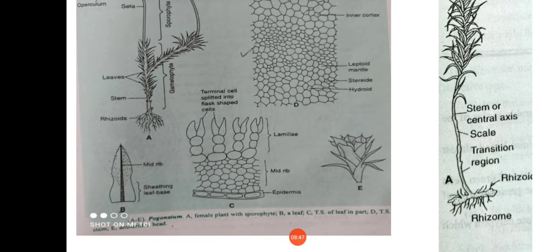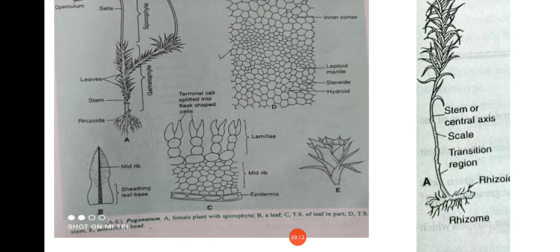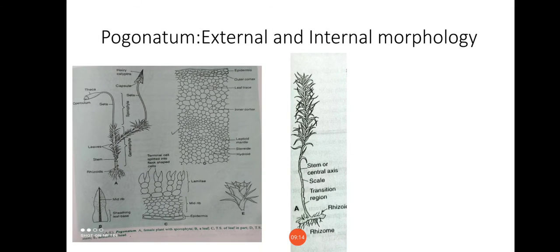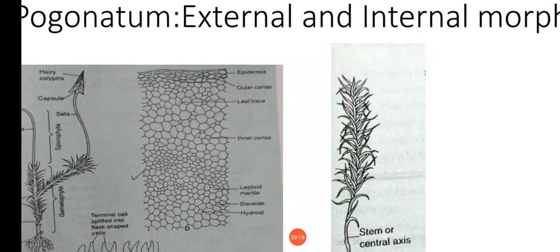Under moist conditions, the leaves are divergent or flattened, exposing the upper surface for maximizing the photosynthetic area or process of photosynthesis, and under dry conditions these leaves are closely imbricated, reducing water loss. Now we come to the external morphology of the genus Pogonatum.